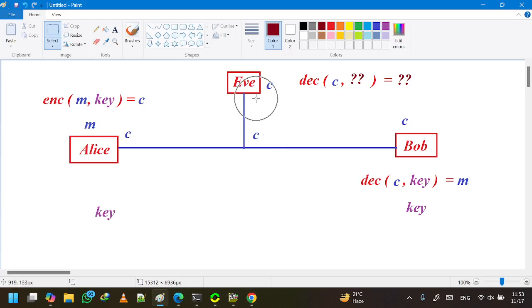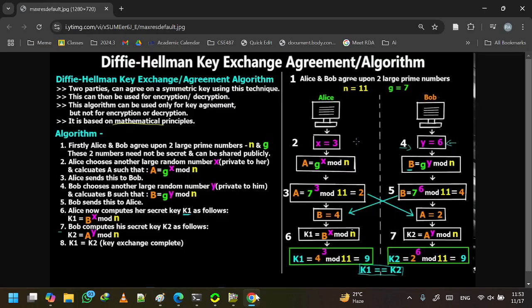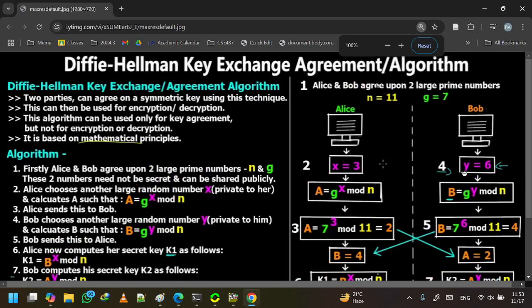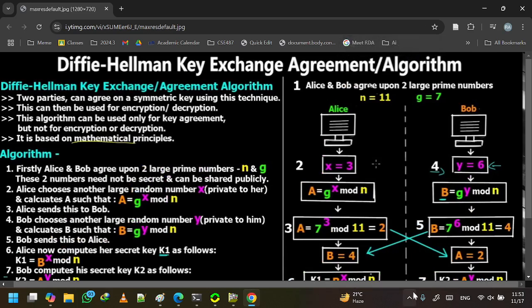So when a hacker is sitting on the communication channel and our communication is not encrypted, that means our communication is being monitored, we can still establish a secret key between these two parties. So this is the gist of the algorithm.